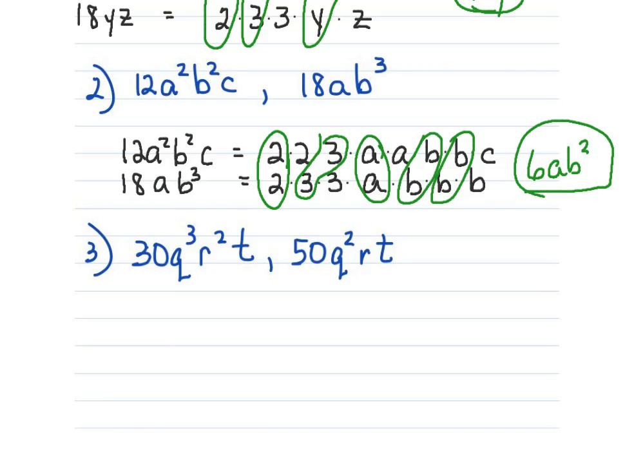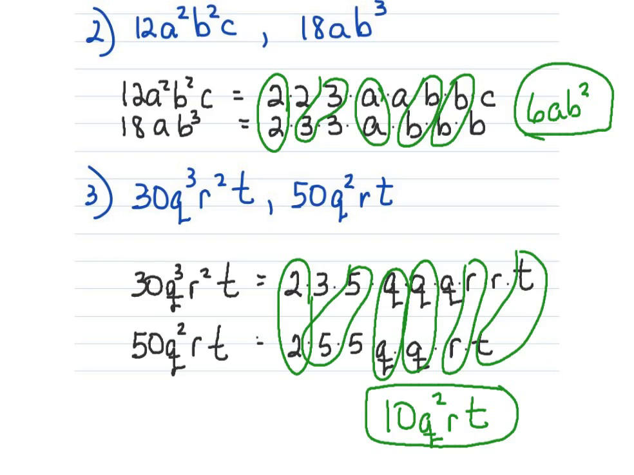Okay, try number 3 on your own. Hit pause on the video and then check your answer when you're done. The GCF is 10q squared rt.